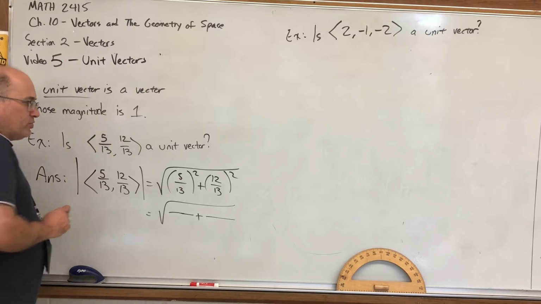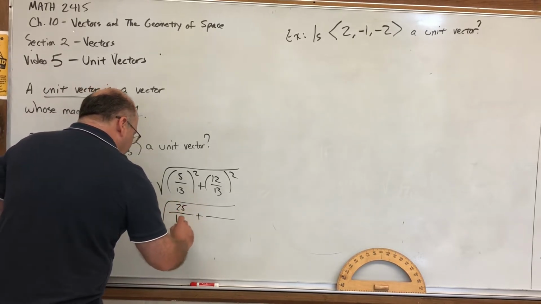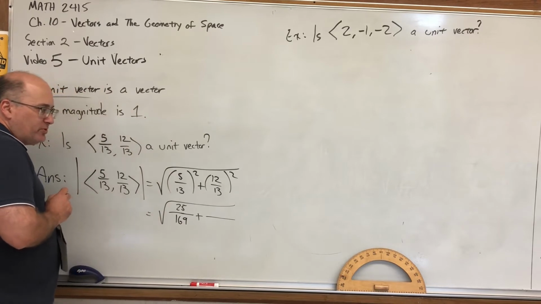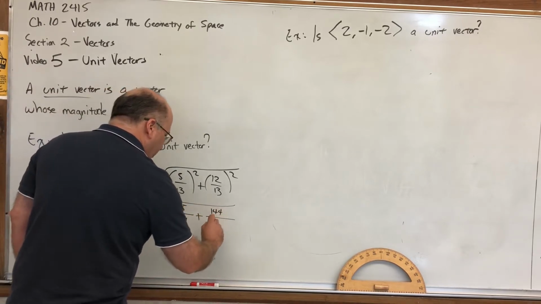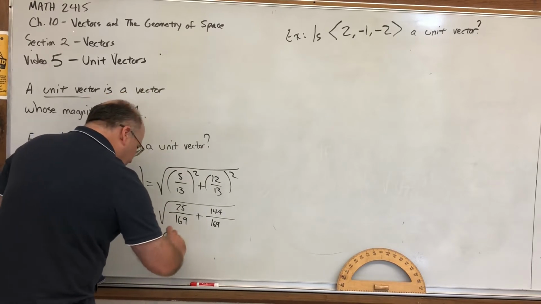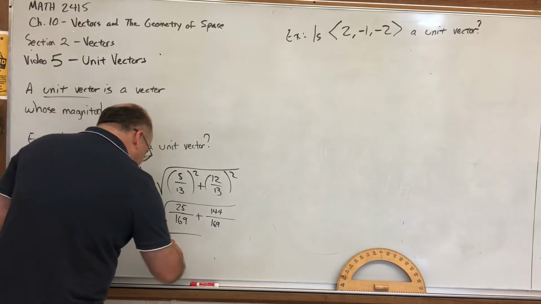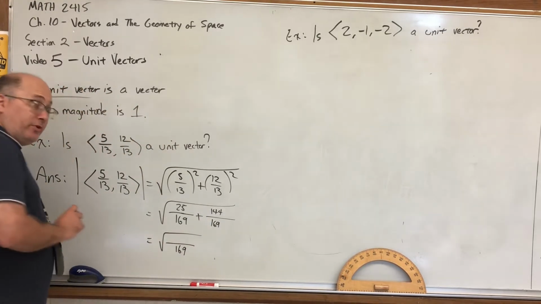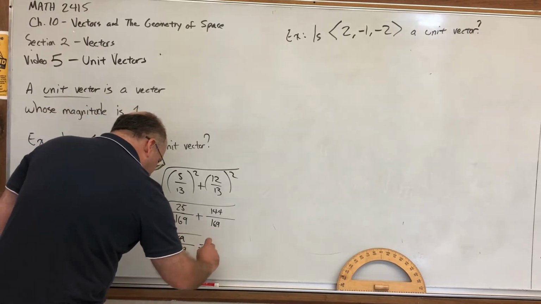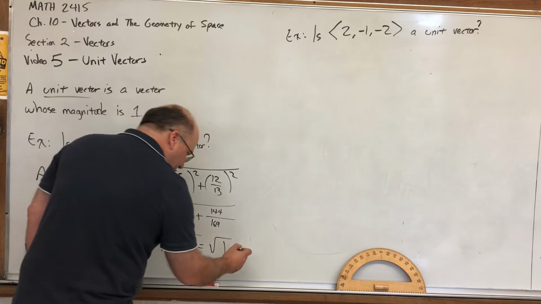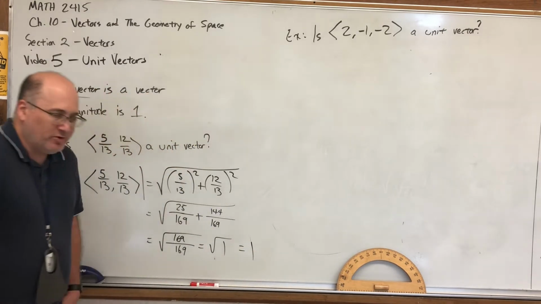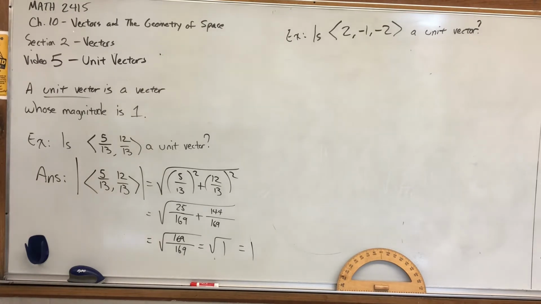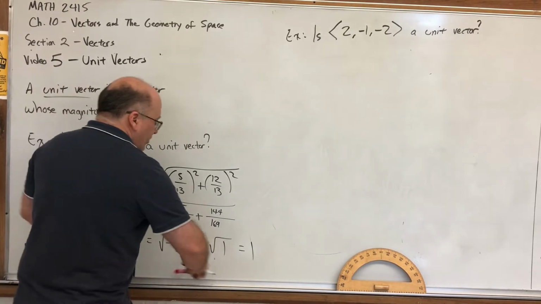To square 5/13, we square both sides, and we get 25 over 169. If we square 12/13, we square both sides and get 144 over 169. We're adding fractions, we need a common denominator. Luckily we have one already. If not, we would have to get one. 25 plus 144 is 169. 169 divided by itself is 1, and the principal square root of 1 is 1. I say principal in case there's any nitpicky people watching this video, because 1 actually has 2 square roots, but the principal square root is 1. And the magnitude is 1, which means the answer to this question is yes, you are a unit vector.